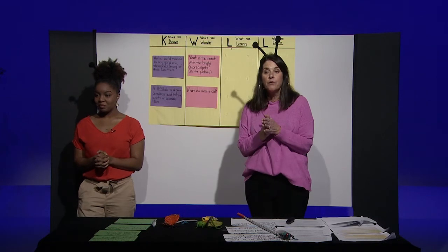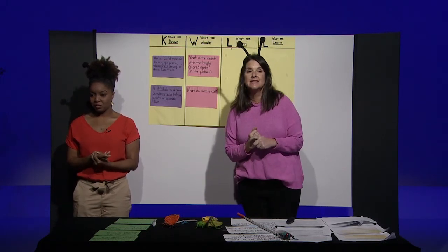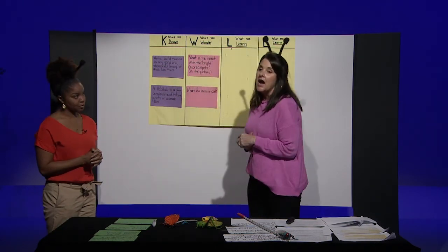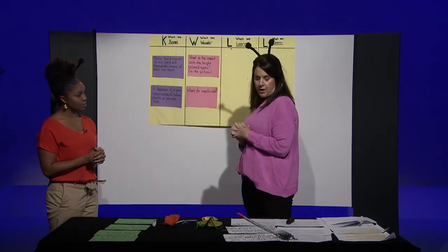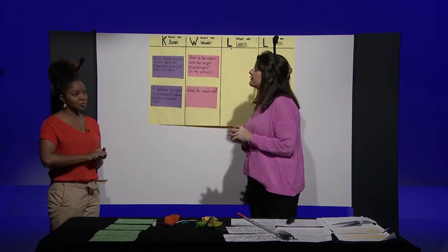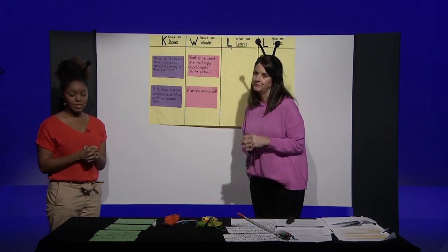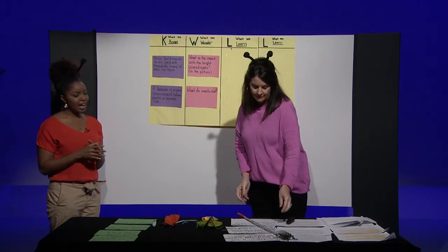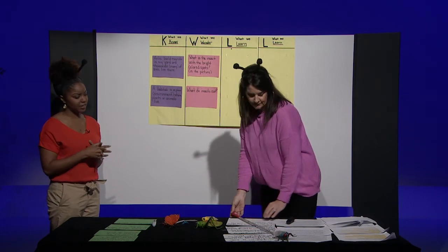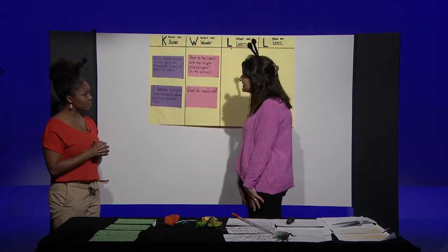All right, so now we're going to look back at our KWL chart and see what we can add to it. I want you to tell me one fact that you remember from our lesson today, Miss LaTondra. I remember that flies have those tiny hairs on their feet, like suckers, so they can walk up walls. Wasn't that strange?